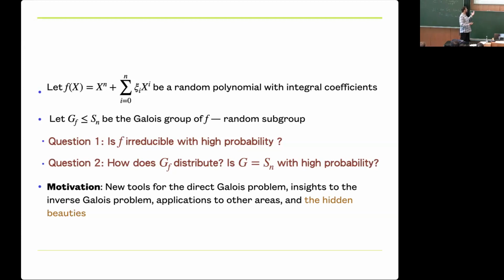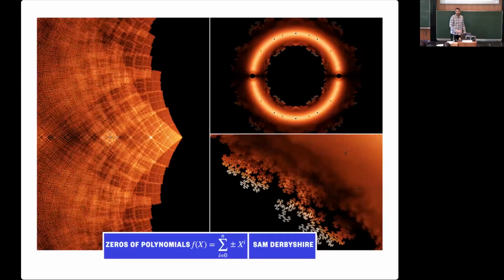And also this question gives some insights to the inverse Galois problem, but mostly it gives some kind of explanation why it's so difficult. Because some probabilities are really small, at least expected to be small. And there are some, I don't know if it's hidden beauties because they appear on the internet. Those polynomials are really interesting.